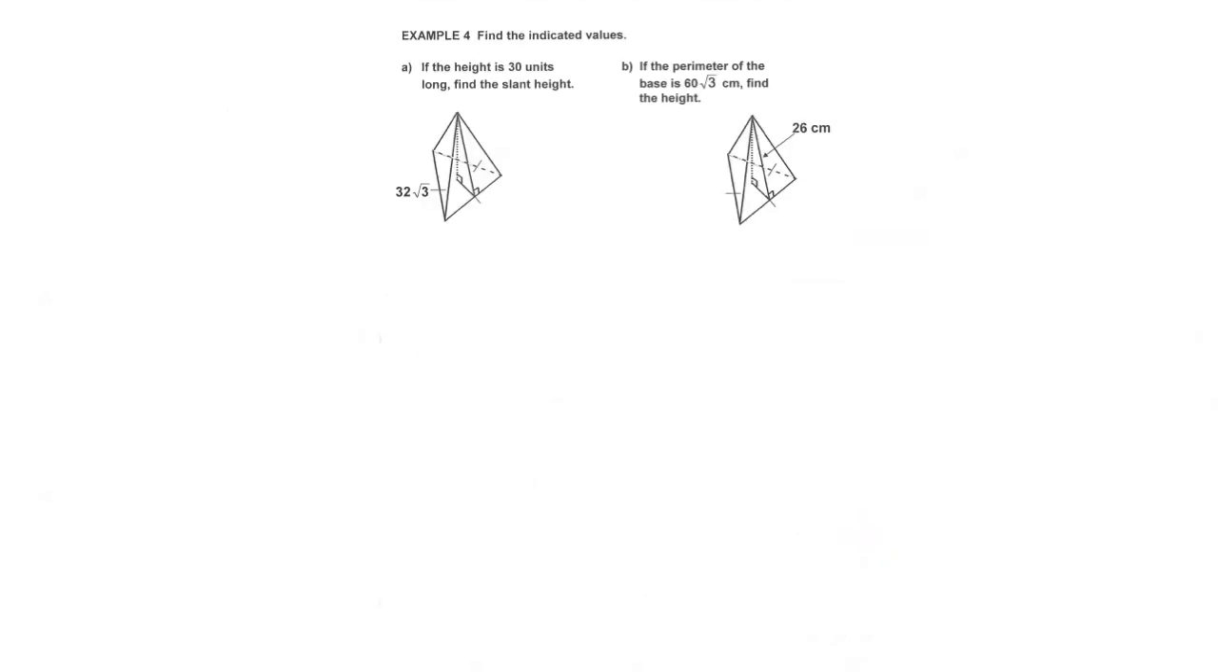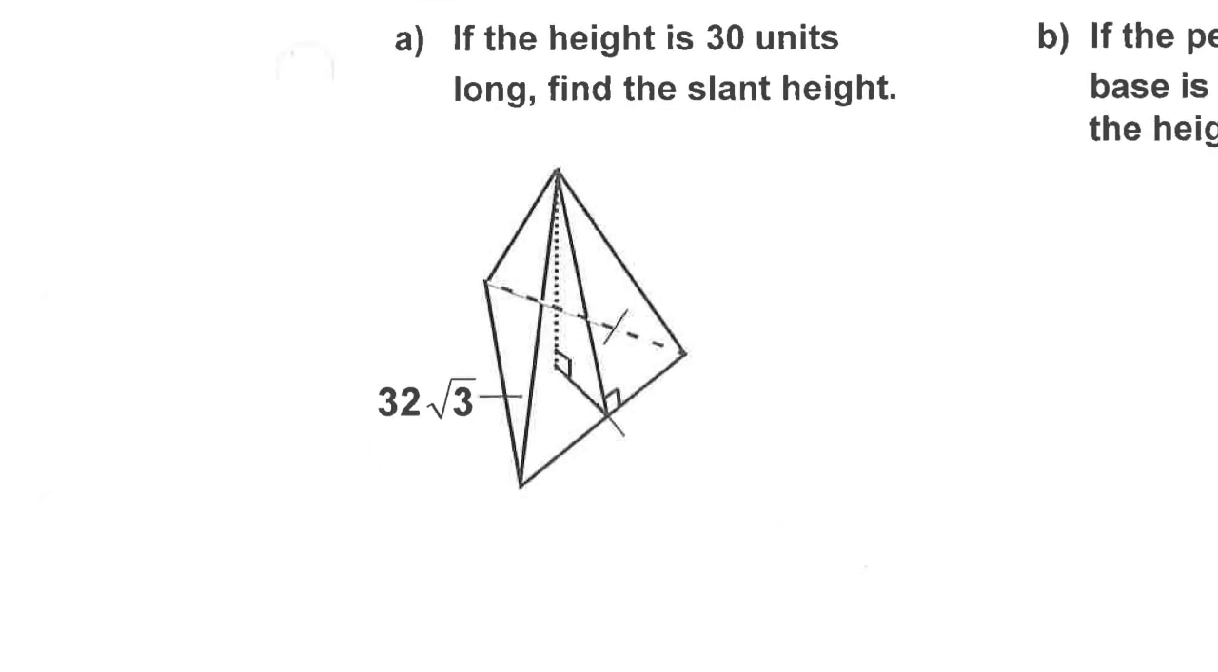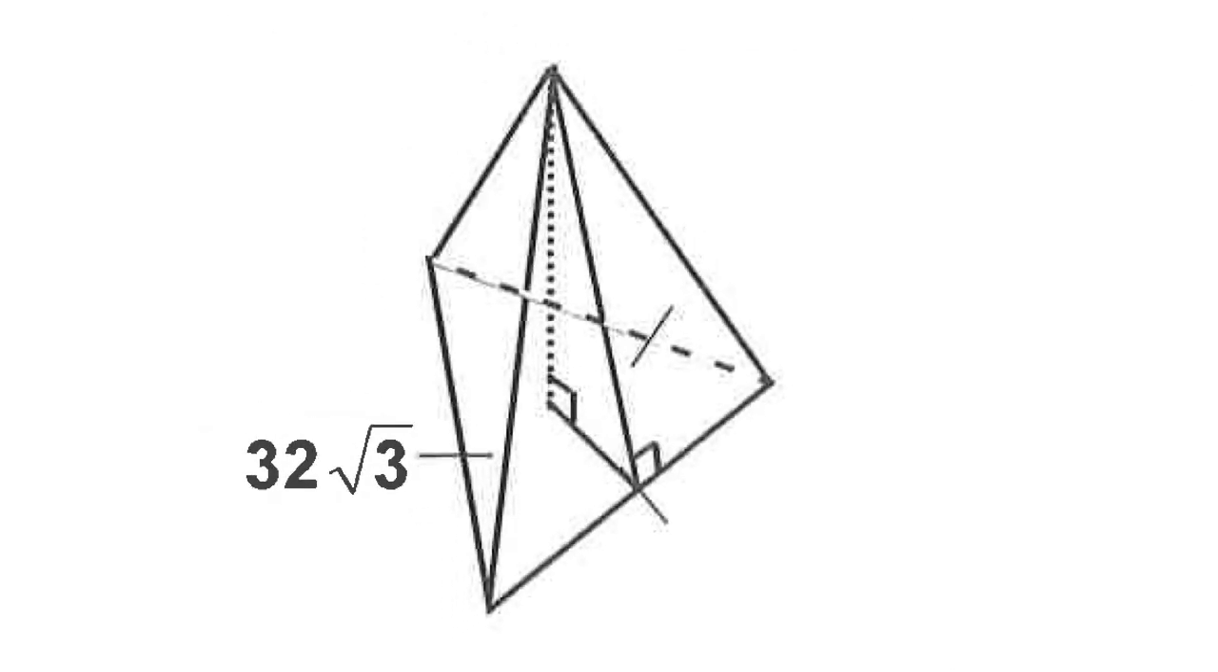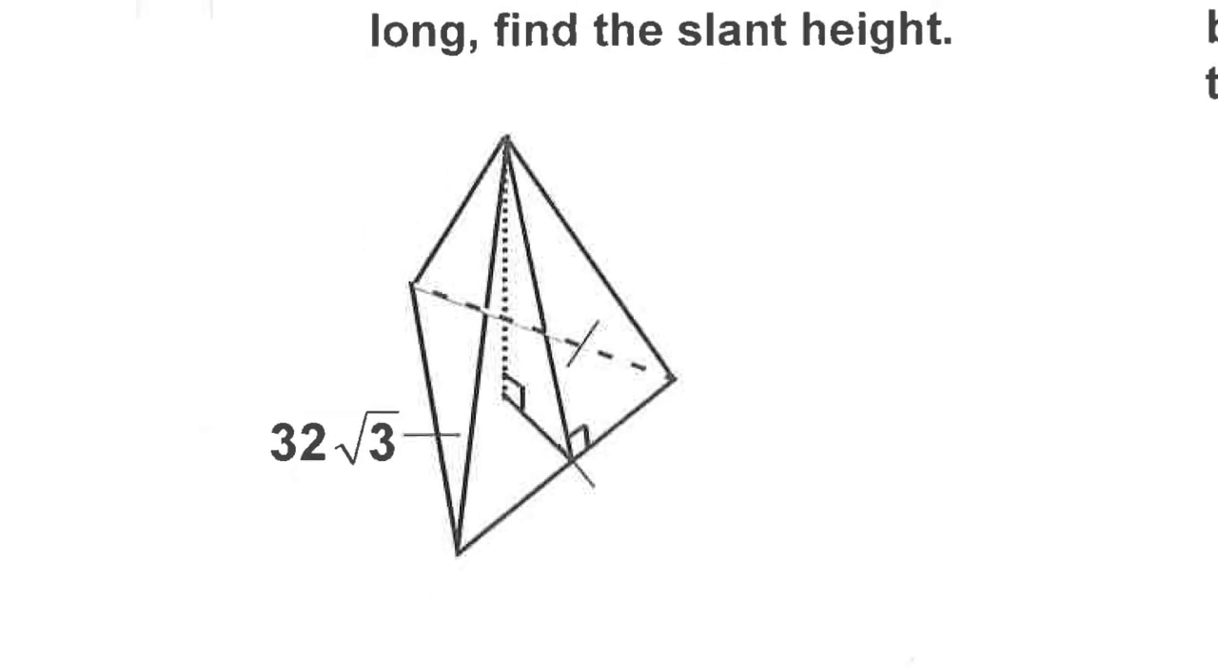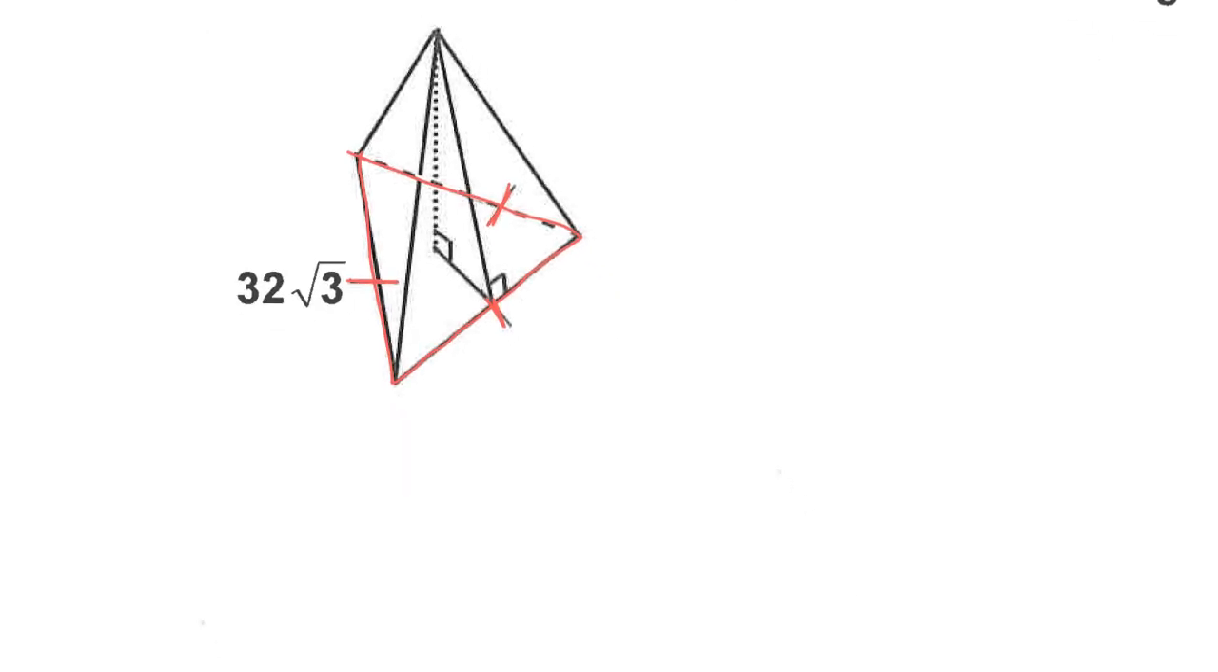It says find the indicated values. Now, I don't like these pictures. You really need to look at it carefully. This is a pyramid. It looks like it has a triangular base. This is the base. You can kind of see them, but it's telling me it's an equilateral triangle as well, with a side length of 32 square roots of 3.